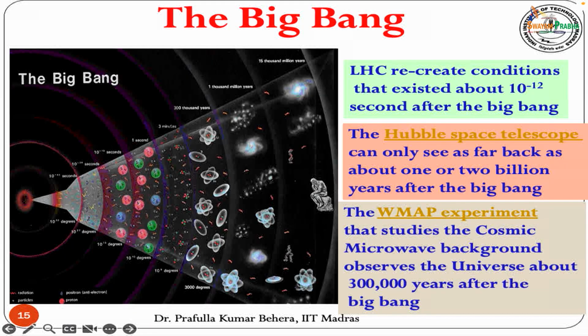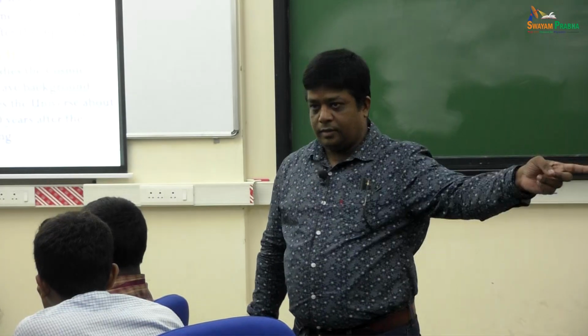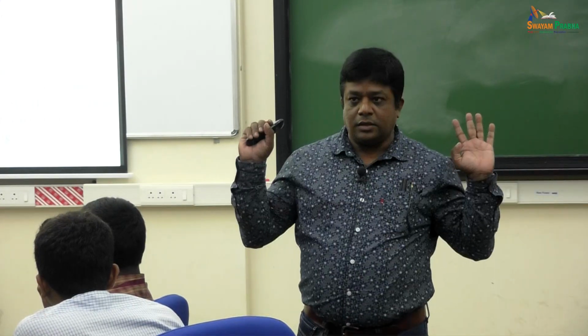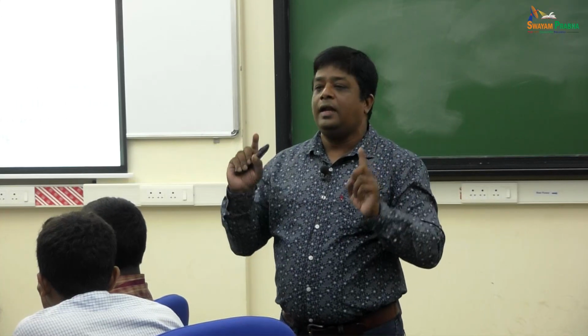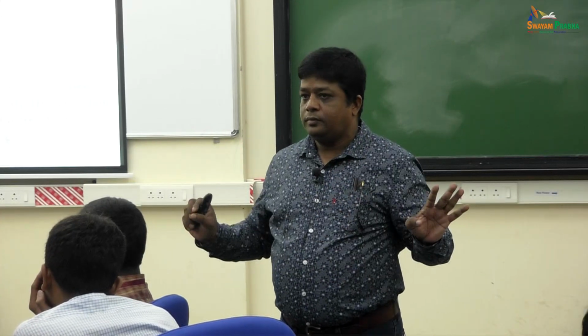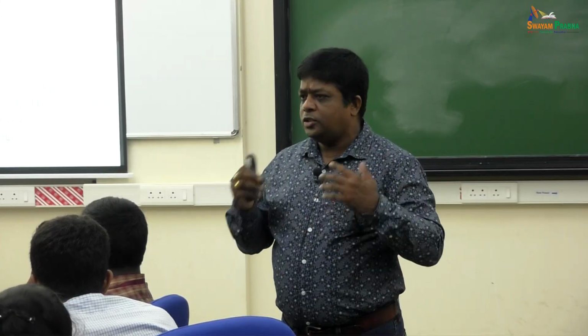The double map experiment studies the cosmic microwave background. One of you may be interested to do research in that area. This observes only 300,000 years after the Big Bang. That is the limitation. Out of the 3 ways, only LHC takes us to that. How? We can discuss. Now we understand why we need the Large Hadron Collider. Is it clear? How it does that is our job actually.